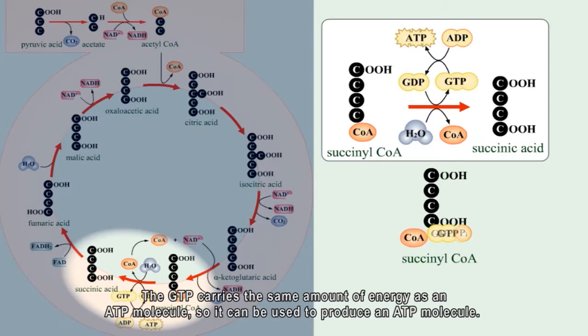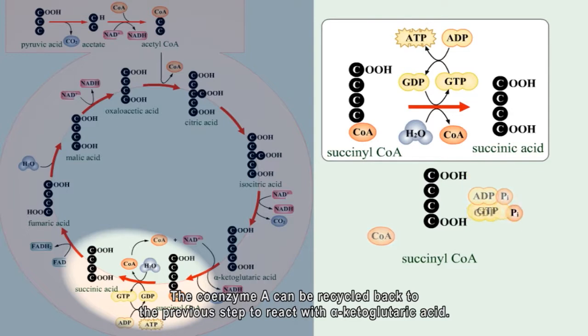The GTP carries the same amount of energy as an ATP molecule, so it can be used to produce an ATP molecule. The coenzyme A can be recycled back to the previous step to react with alpha-ketoglutaric acid.